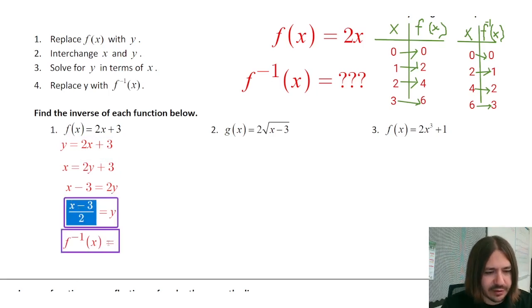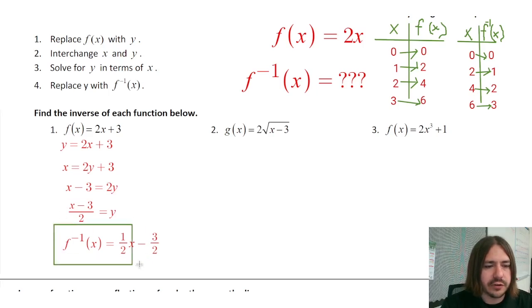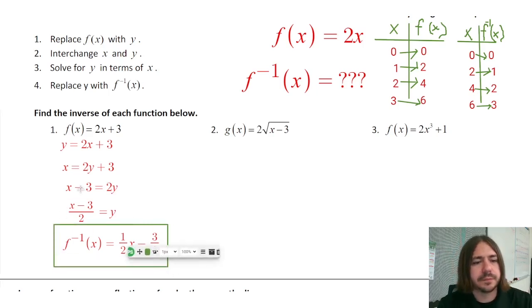Now, if you write it like this as a big fraction, that's fine. But I think you're probably better off, if you were to graph it or want to analyze this, that you rewrite this in slope-intercept form. So 1 divided by 2 is just going to be 1/2, so like 1x over 2, or just 1/2 x, and then minus 3/2. Okay, so that would be the inverse of 2x plus 3.